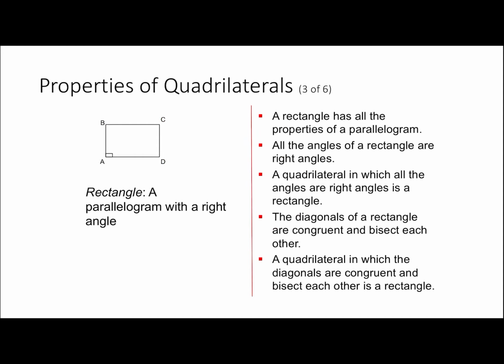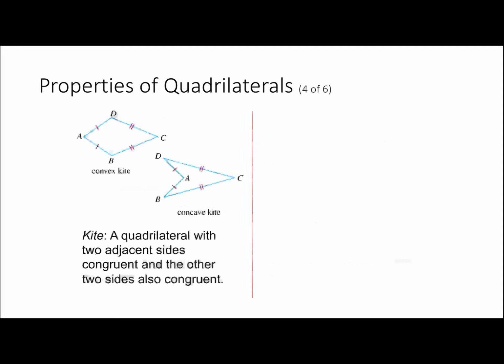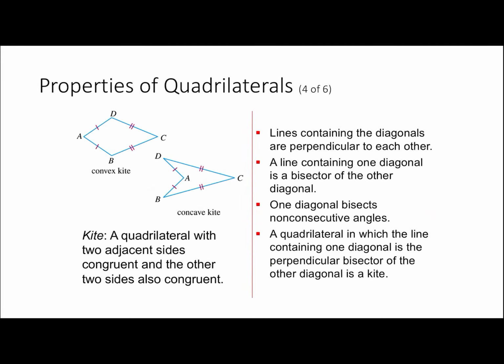I'm sorry, if they bisect each other, so that's this property of a parallelogram. And then we said that they are congruent. So if they're congruent and bisect each other, then we do have a rectangle. So there's this statement that says diagonals of a rectangle are congruent and bisect each other. And so if we know the diagonals are congruent and bisect each other, then it must be a rectangle.